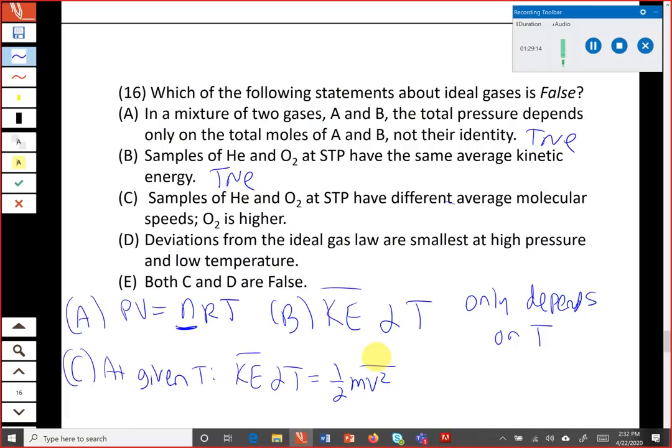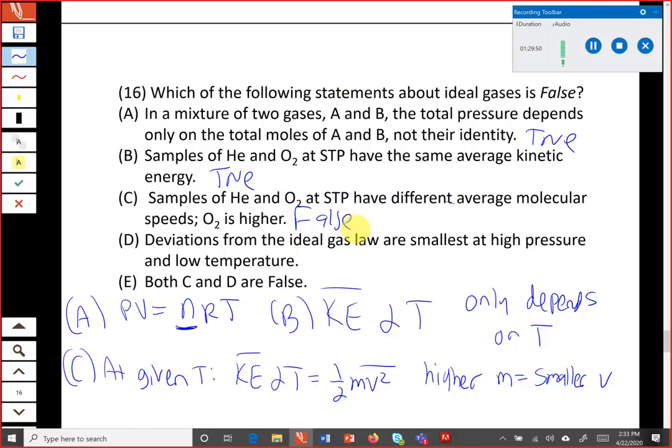We can also rewrite this in terms of molar mass, as we often do for the previous problem that we just did. But what it means is that if you have the same kinetic energy, which would be true if the temperature is the same, the one that has the larger mass is going to have the smaller velocity. It's going to be moving slower. O2 is much heavier than helium. O2 has a molar mass of 32. Helium has a molar mass of 4. So at the same temperature, where they have the same kinetic energy, you would expect O2 to be moving slower on average. Here it says that O2 has a higher average velocity, so this one would be false.